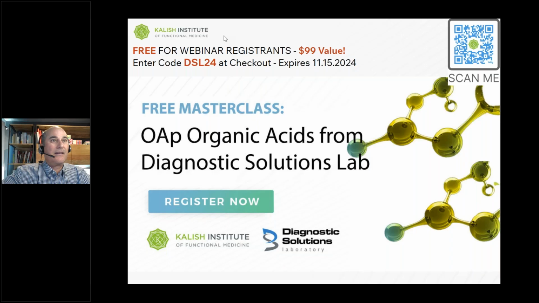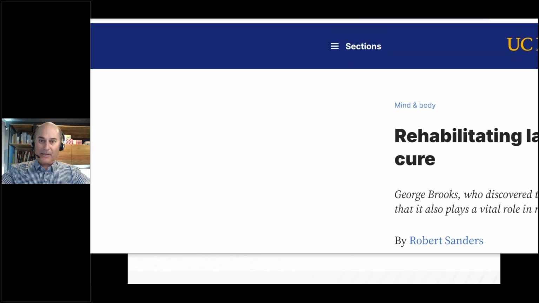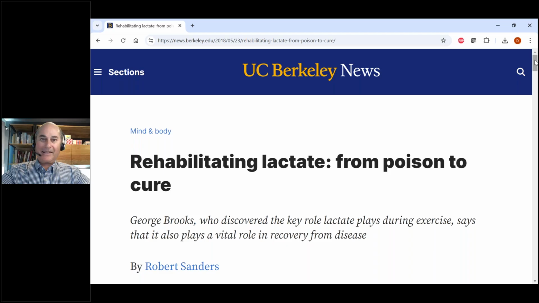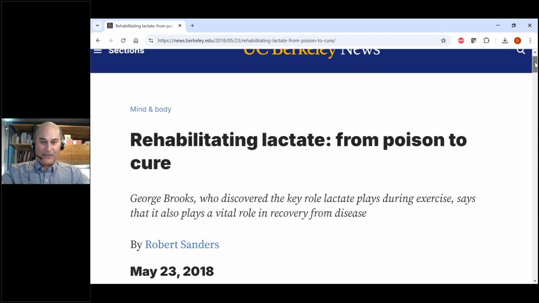Oh, low lactic acid. So lactic acid is a fuel supply. Lactic acid is the primary and preferred fuel supply for the brain and the heart. Lactic acid is the preferred fuel supply for many parts of your body. I know that sounds a little strange, but there's a scientist at Berkeley, go Bears, named George Brooks, who's been studying lactate for 40 years.